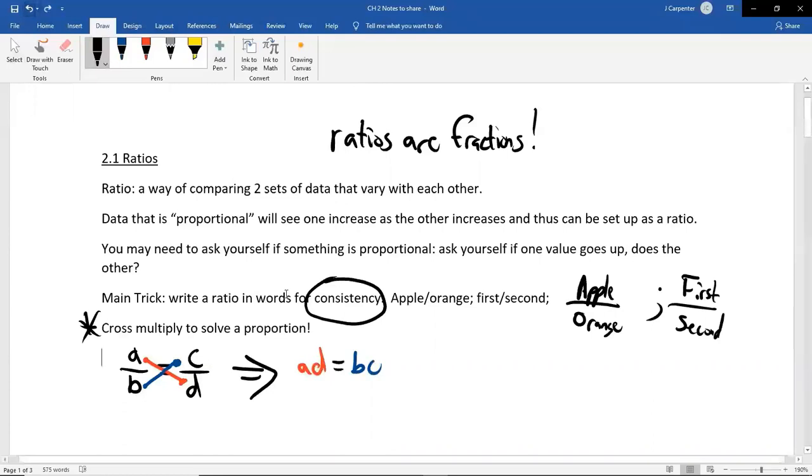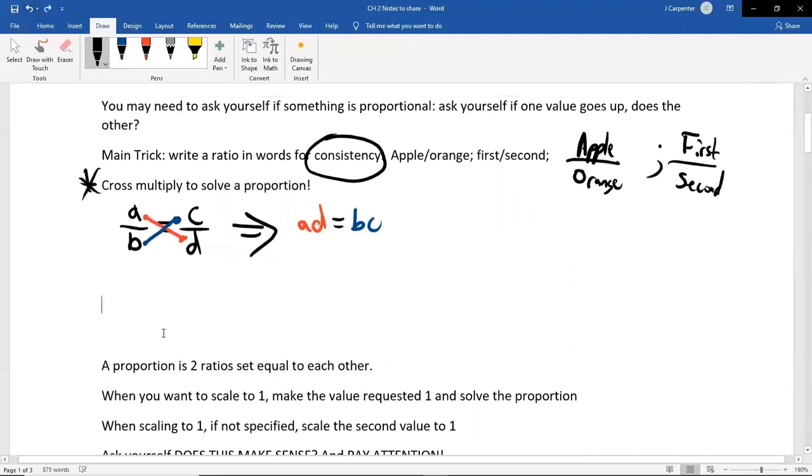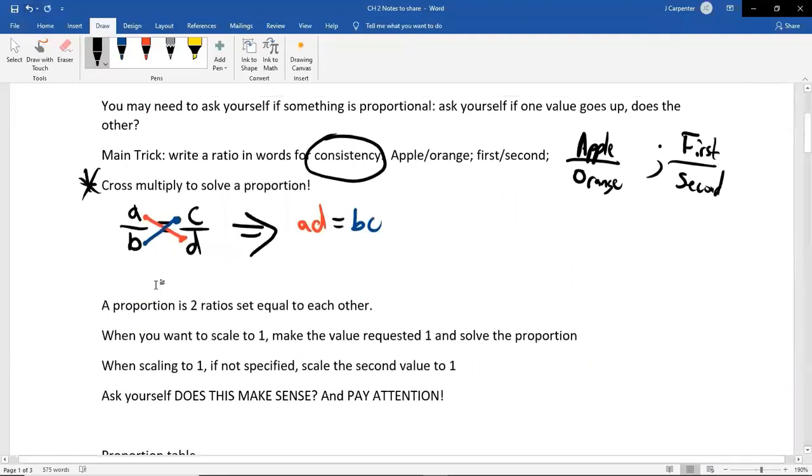All right. So we already said this. A proportion is two ratios set equal to each other. A ratio is a fraction. So that's no surprise what we just did up there.